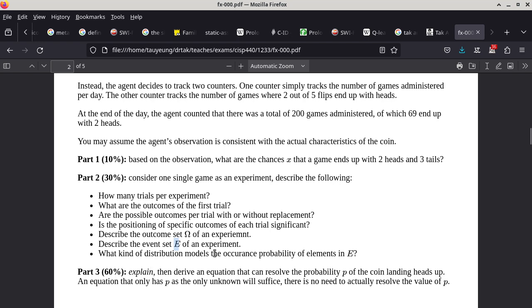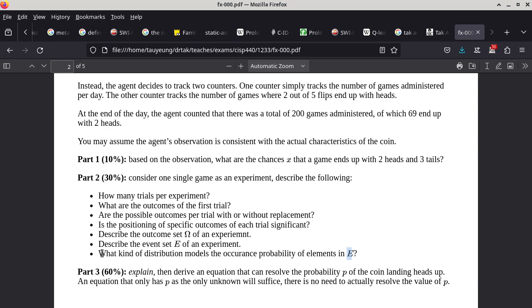What kind of distribution models the occurrence probability of elements in E? In other words, if I only want to look at what are the chances that a particular element of E is the result of the entire experiment, what would that be? What is the distribution model in this case? So this last question is relying on everything that you have worked up to here.